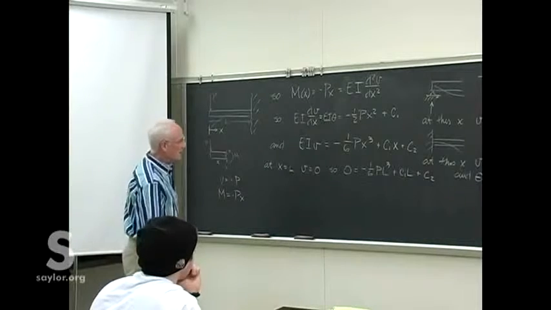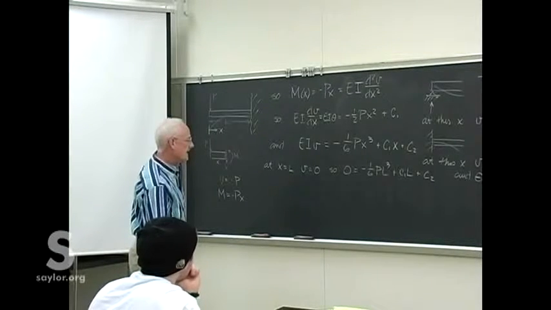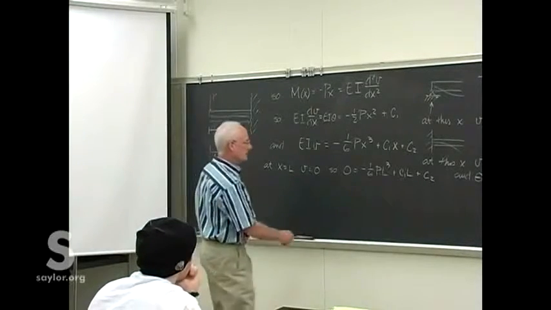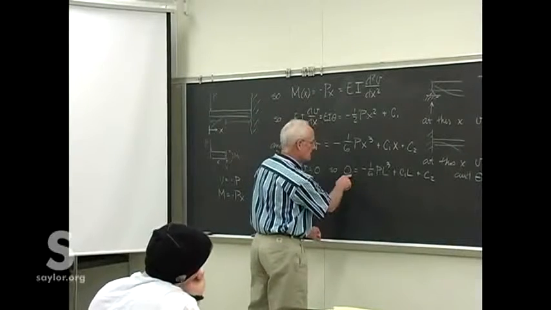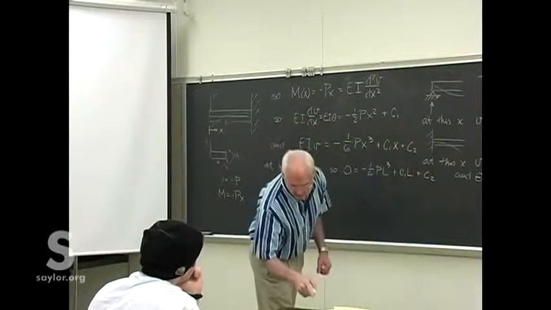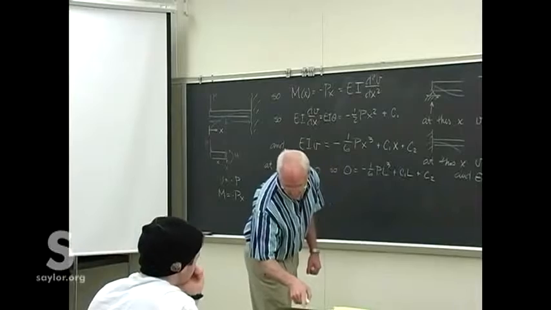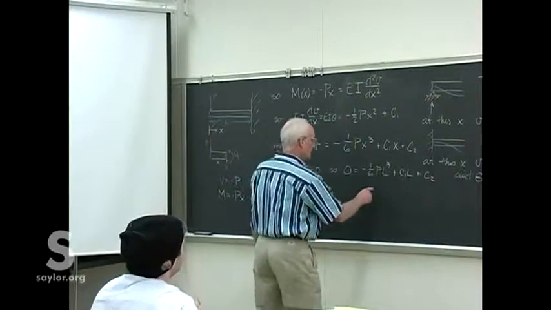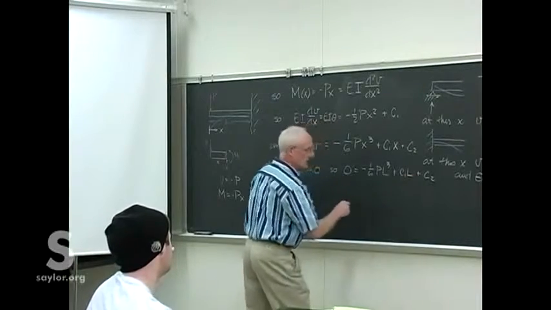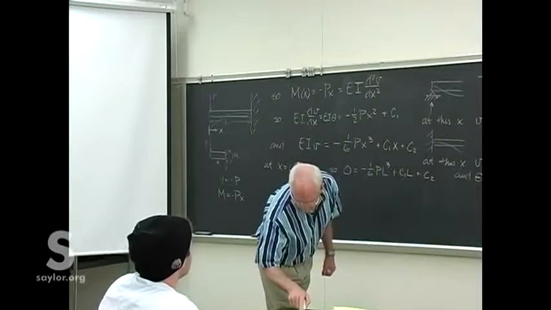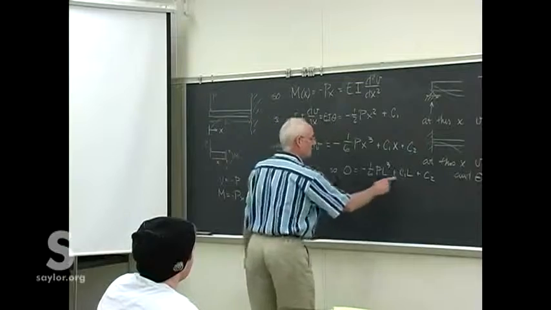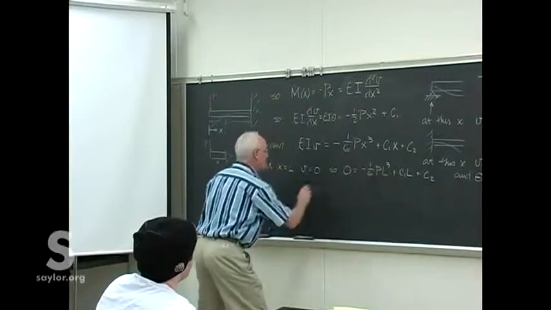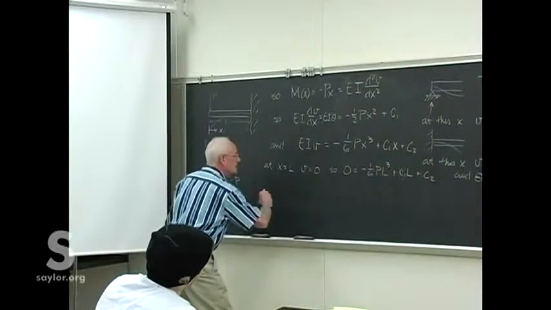Okay, so let's see. So we can't solve for any of the unknowns yet, I don't think. Oh, I guess we can. We can solve for C2. Oh yeah, we could solve for C2. Oh no. We can't yet, because that's just one equation, two unknowns.